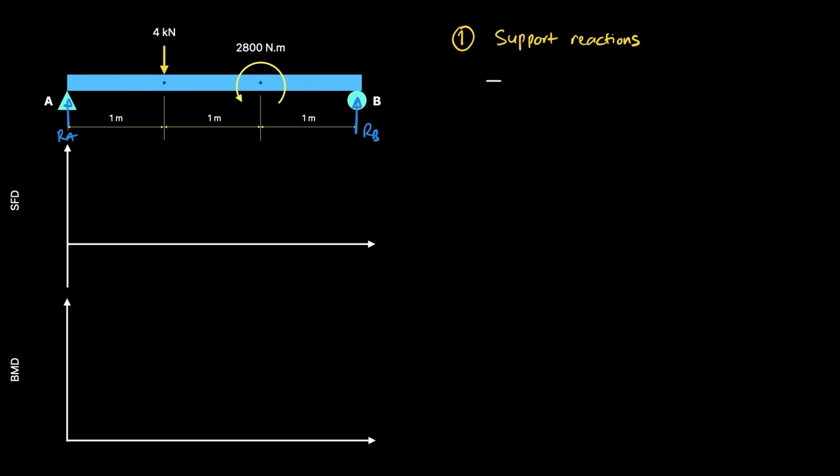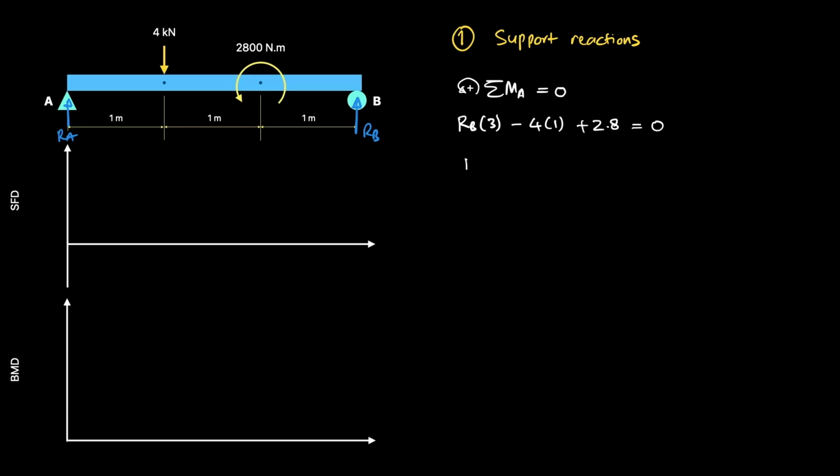So let's write it out. Sigma moment about A equals 0, counterclockwise positive. First, the reaction force Rb at 3 meters will give counterclockwise moment at A, so it is positive, Rb times 3. Then the load 4 kilonewtons at 1 meter will give clockwise moment at A, so it is minus 4 times 1. And lastly, we have this moment counterclockwise, so plus 2.8 equals 0.